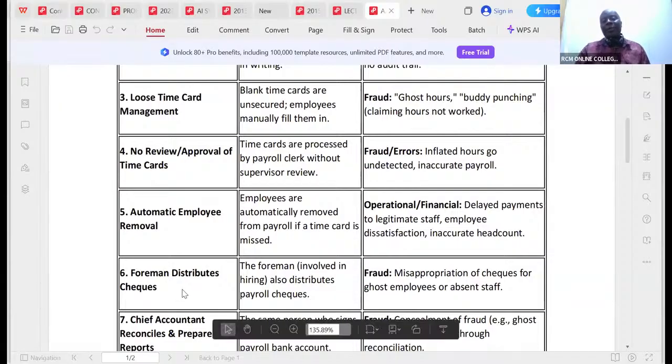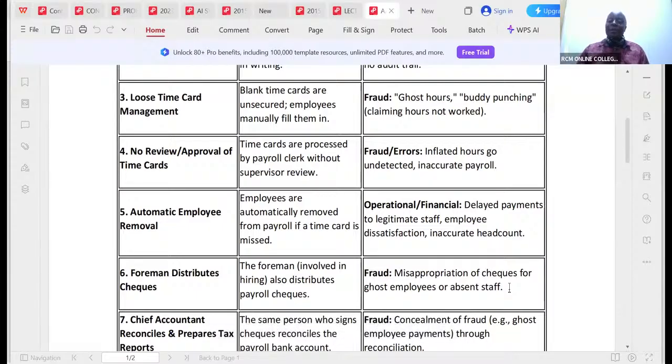The foreman distributes checks. The foreman involved in hiring also distributes payroll checks. Misappropriation of checks for ghost employees or absent staff. Remember that guy, if he did take on some ghost workers, and again you're giving him an opportunity to distribute those checks, he'd go and give them to those ghost people. These ghost people will now be able to bank, and then they give him a kickback.